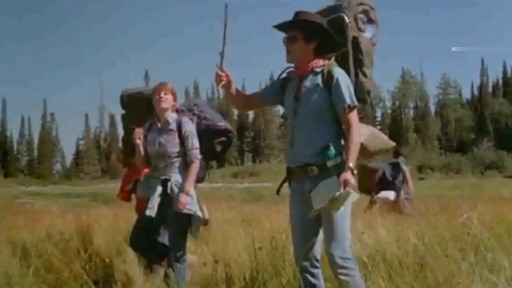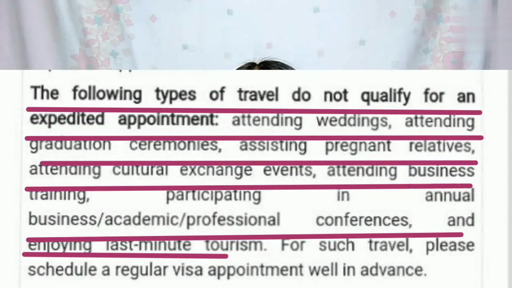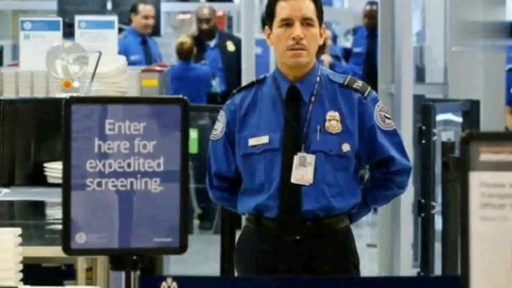The following types of travel do not qualify for an expedited appointment: attending weddings, attending graduation ceremonies, assisting pregnant relatives, attending cultural exchange events, attending business trainings, participating in annual business, academic, or professional conferences, and enjoying last-minute tourism. For such travel, please schedule a regular visa appointment well in advance. So guys, these are the types of travel that do not qualify for the expedited appointment.